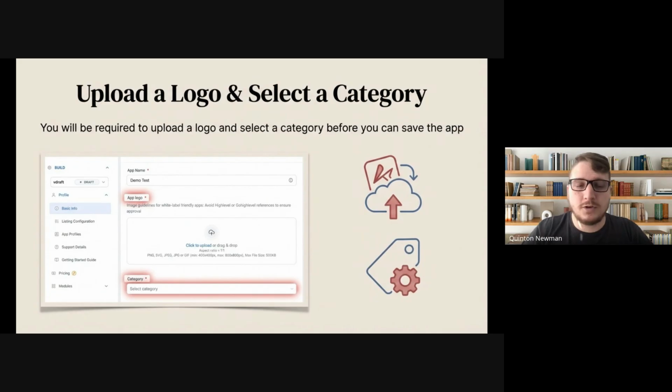Now, in your app, you are going to be required to just upload a logo and a category. So just make sure you do that. You can choose anything, but you won't be able to save it until you do that.